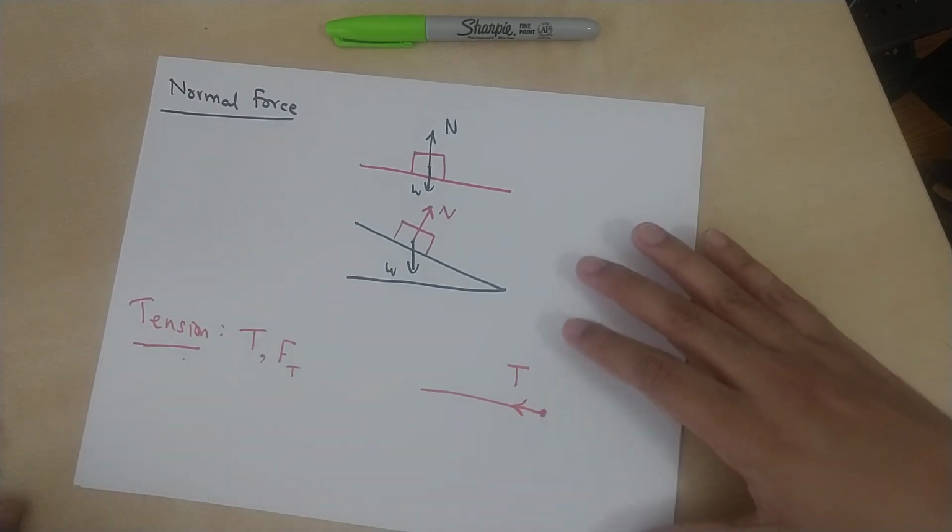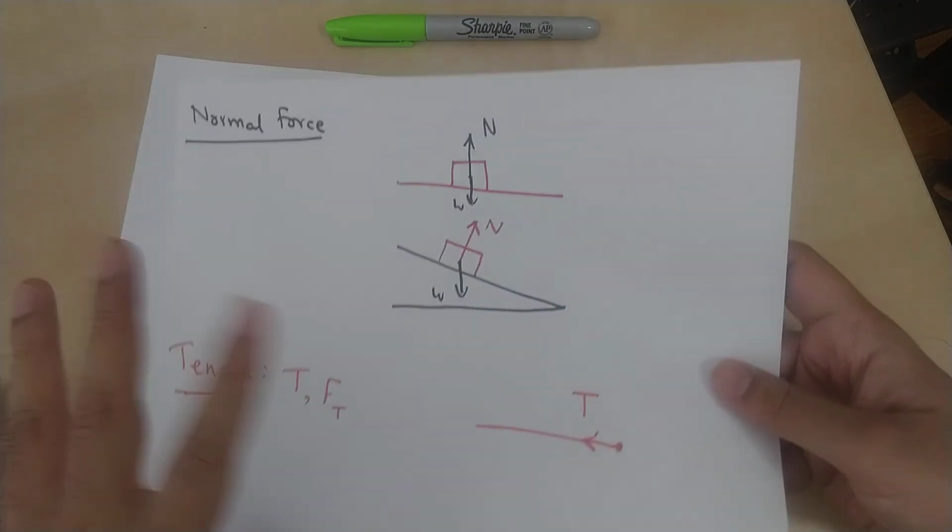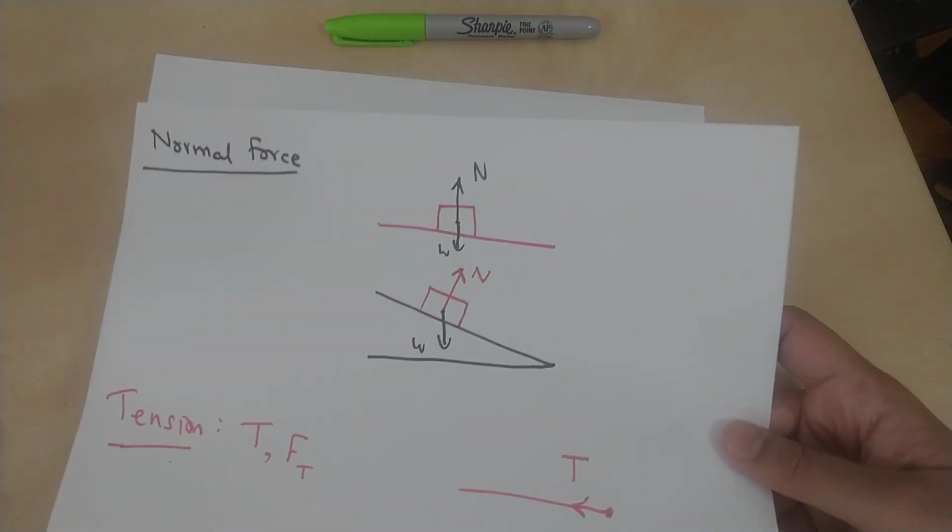The typical symbol for this is a T, and also F sub T. And so let's talk about another force. Again, we'll talk more about these when we work on examples.